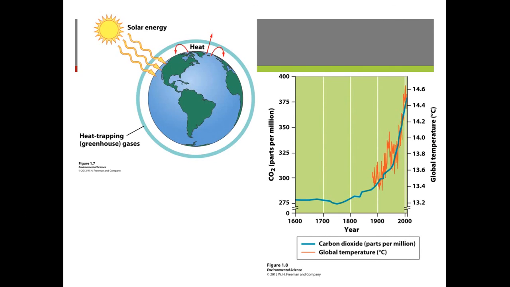But now we've cut down all of these trees to build our homes and buildings and roadways. And on those roads, we're driving our cars, putting out all this carbon dioxide, and these carbon dioxide concentrations in our atmosphere are increasing, and it's being linked to an increase in global temperature.